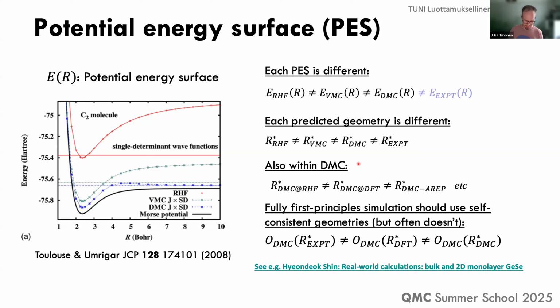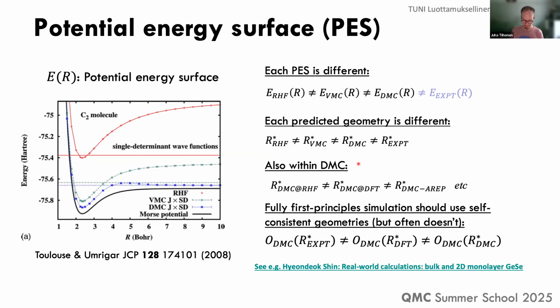This also applies to the degree where the minute details of the QMC methodology, for instance using different nodal surfaces or different pseudopotentials or spin orbit effects or whatnot, also span a different potential energy surface. And I know I'm being painfully explicit here, but the point is that if we want to make fully self-consistent first principles predictions of geometry, or any other observable for that matter, we ought to use the consistent geometry for DMC, that's the DMC geometry, and so on and so forth.